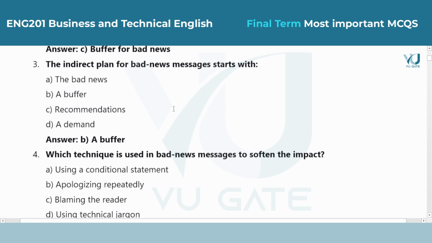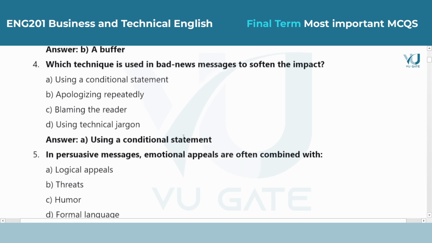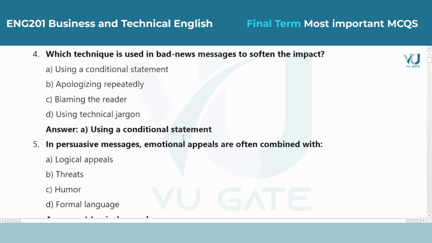3. Question. The indirect plan for bad news messages starts with, answer, a buffer. Concept. A buffer is a neutral statement that establishes common ground before delivering the actual negative news. 4. Question. Which technique is used in bad news messages to soften the impact? Answer. A. Using a conditional statement. Concept. Conditional language like if or when makes the refusal seem less personal and more like a matter of policy.